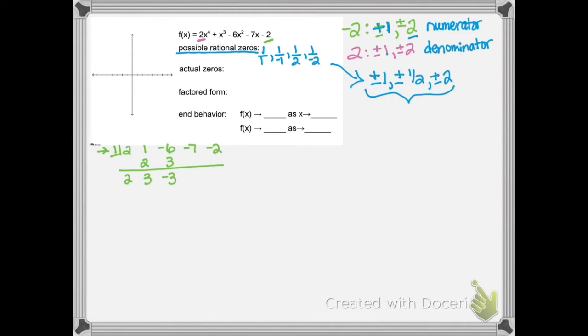1 times -3 would be -3. -7 plus -3 would be -10. 1 times -10 would be -10. And -2 plus -10 is -12. So this did not work. We're going to keep going until we get a 0. So now I'm going to try -1. And you don't have to go in order. You could pick and choose whatever numbers on that list that you want.